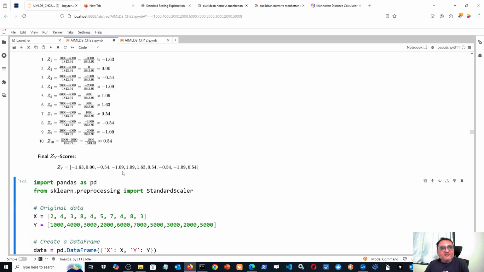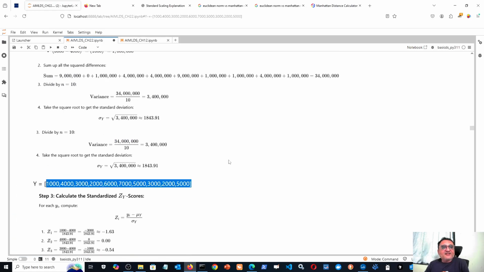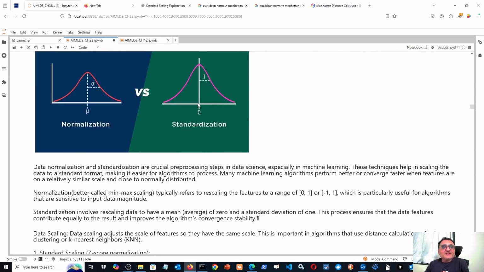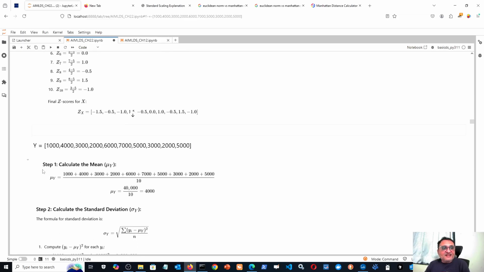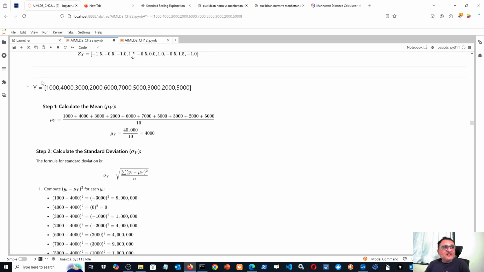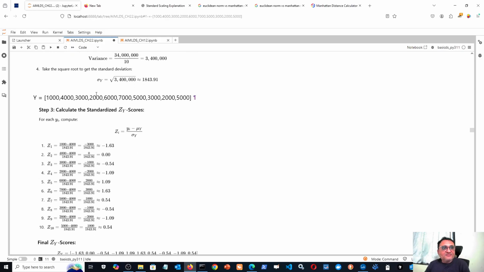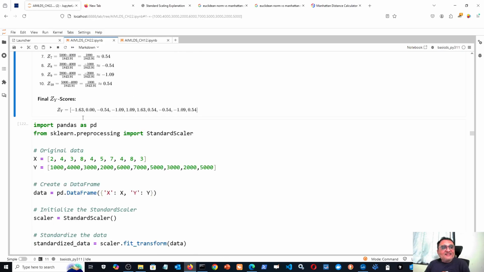And if you find the mean of this, it would be 0, because again each positive value would cancel the corresponding negative value. Say this plus 1.09 and this minus 1.09, this plus 0.54 and this minus 0.54, and this plus 1.63 and then minus 1.63. So the mean will be 0 and the standard deviation would be 1. That means my y column has now been standardized. So this is the original y column and this is the standardized y column.